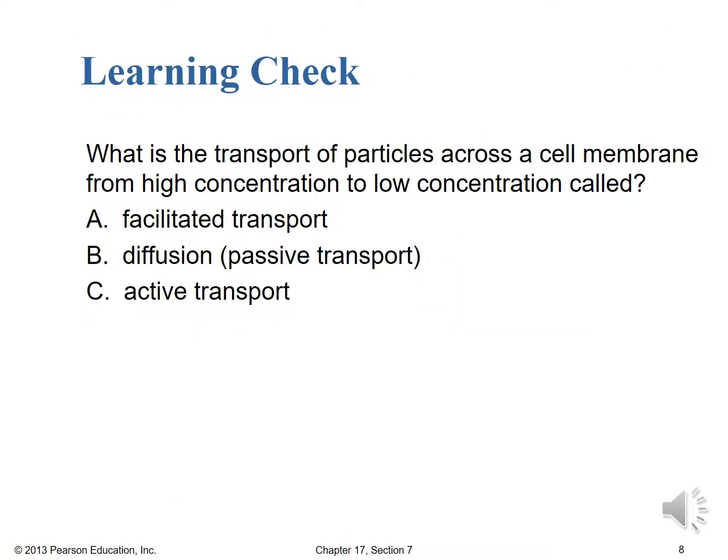Okay, here we are at the very end of chapter 17. So we'll end with one final learning check, and this time you're asked, what is the transport of particles across a cell membrane from high concentration to low concentration called? Is that A, facilitated transport? Is that B, diffusion, also known as passive transport? Or is that C, active transport?